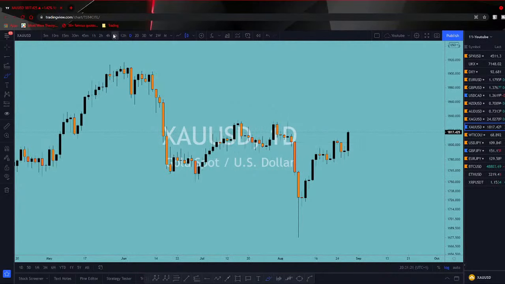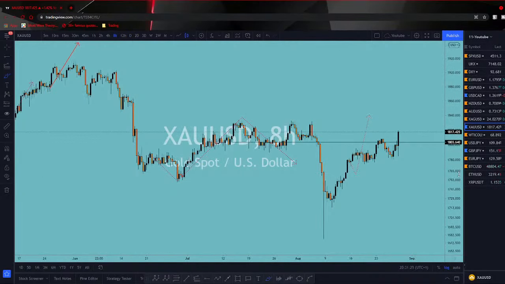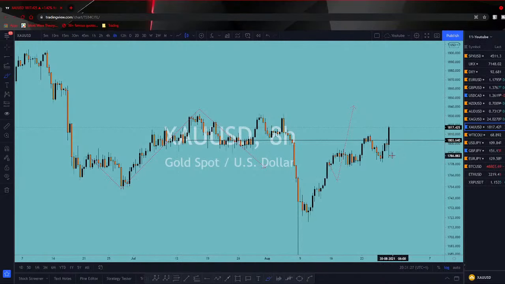Gold, a beautiful trade on gold. Hopefully you guys are starting to see the concept. It's so beautiful. It's like art.